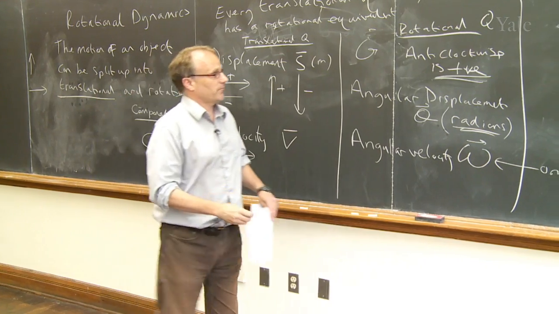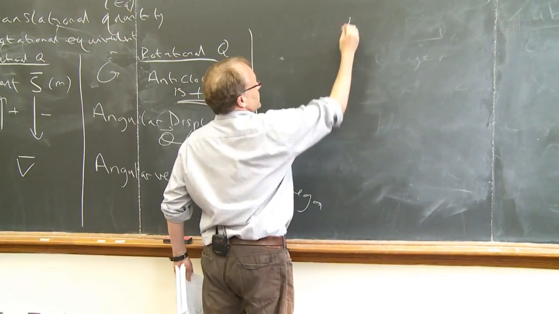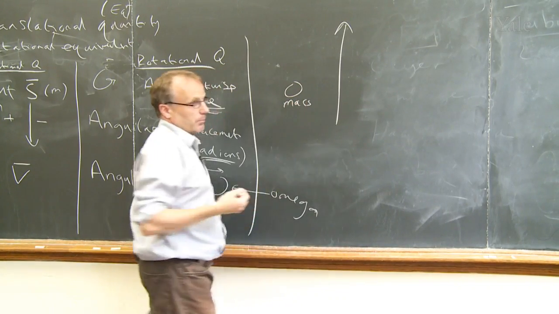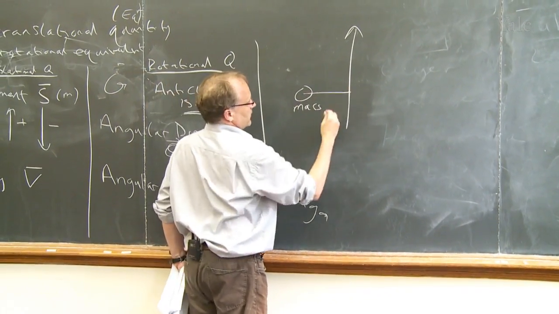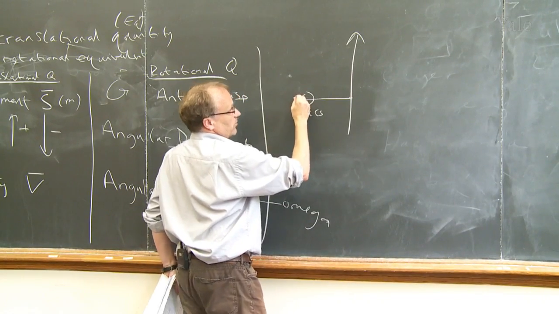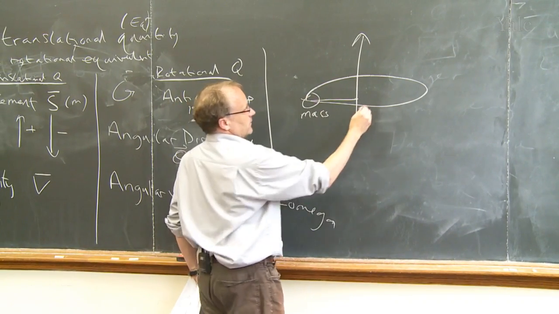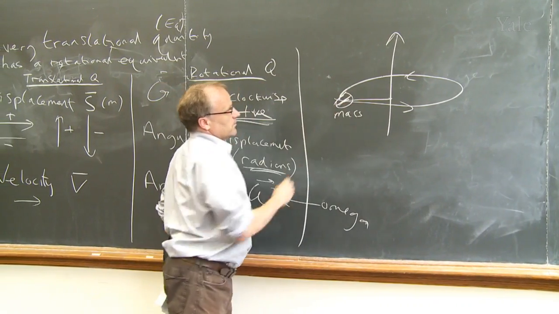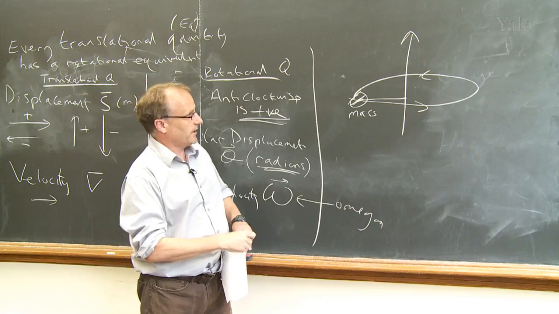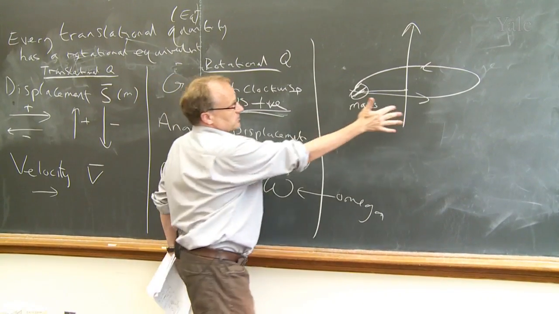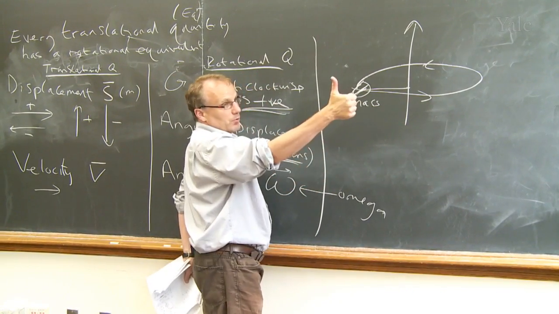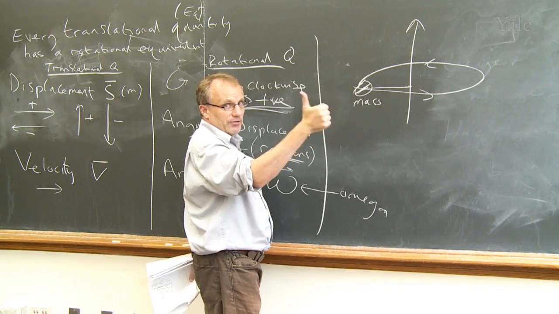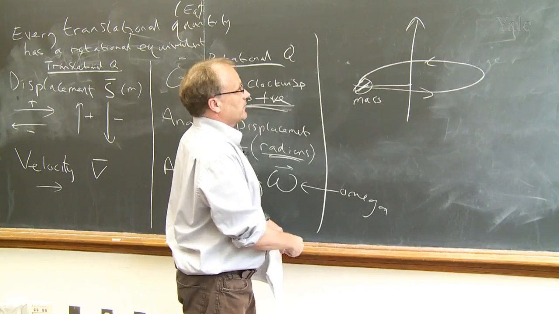Let me draw a circle. So here we have an object. Say we have a mass, or it could be a ball on a string, and it's moving in a circle like that. You take your thumb, the fingers match the arrows here, and the thumb would be pointing upwards, as long as you use your right hand. So if you use your right hand, the thumb will tell you the direction of the angular velocity vector.